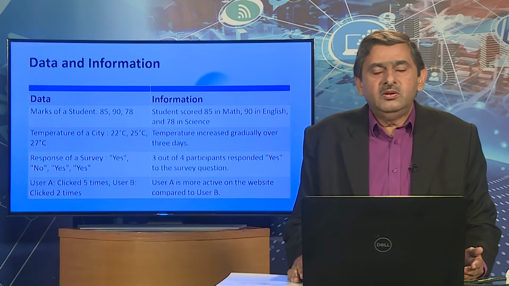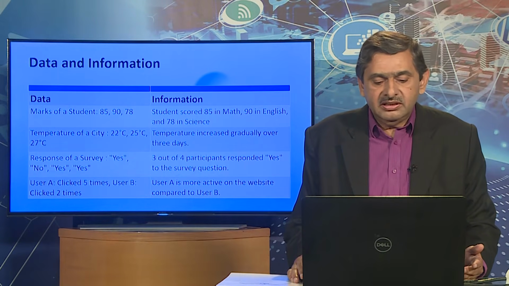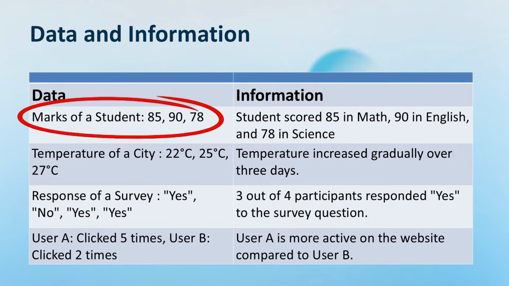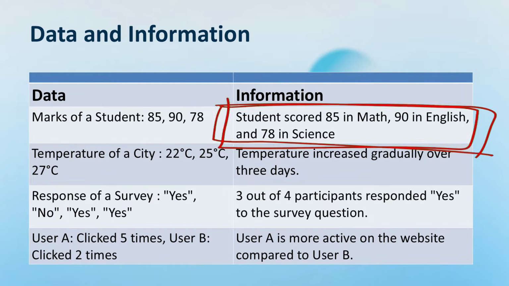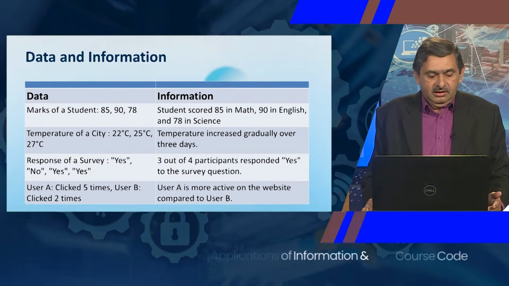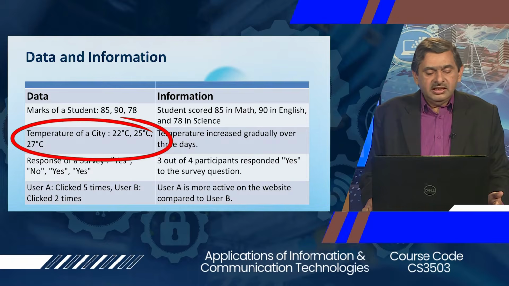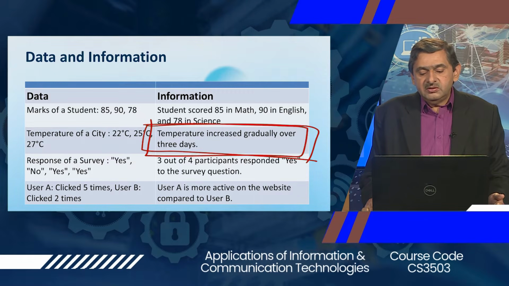Let's have some examples on data and information, and we have a table in which data and information are given. In the first example, we have marks of a student 85, 90 and 78, but this is meaningless. And if we interpret it like a student scored 85 in math, 90 in English and 78 in science, now it is meaningful information. Second example, we have temperature of a city like 22 centigrade, 25 centigrade and 27 centigrade. It is again meaningless, but if we interpret it as temperature increased gradually over 3 days, now it is meaningful information.